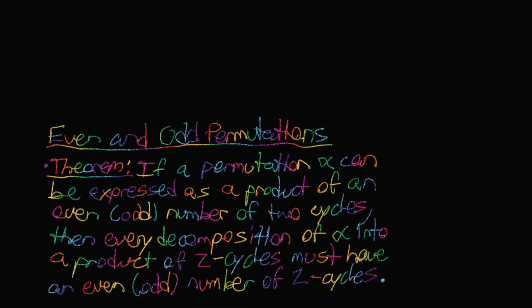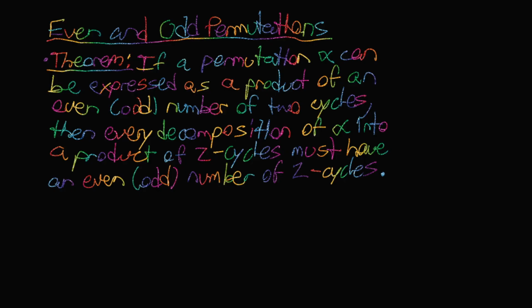All right, let's take a look at the next theorem, even and odd permutations. This theorem states that if a permutation alpha can be expressed as a product of an even or odd number of two cycles, then every decomposition of alpha into a product of two cycles must have an even or odd number of two cycles. All right, let's look at the proof for this.